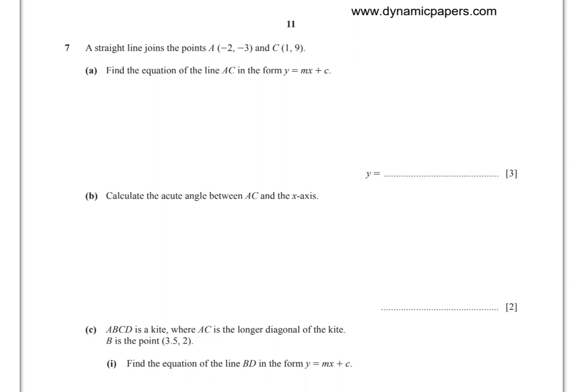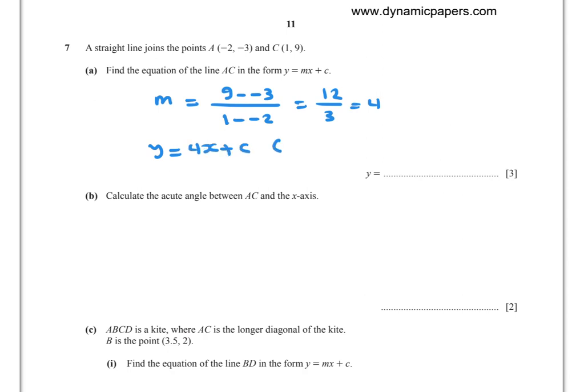Next, number 7. A straight line joins the points A, negative 2, negative 3, and C, 1, 9. Find the equation of the line AC in the form y equals mx plus c. This part is easy. Find the gradient of the line, y minus y. So 9 minus negative 3 over x minus x, so 1 minus negative 2, so 12 over 3 equals 4. So the equation of the line is y equals 4x plus c.